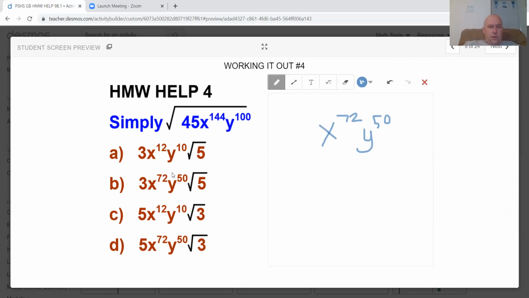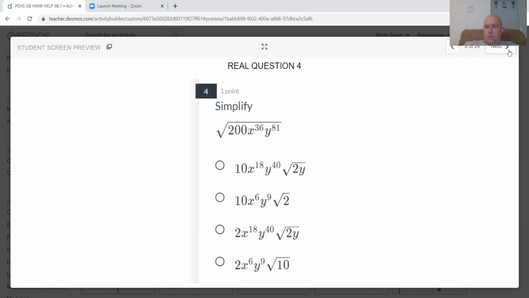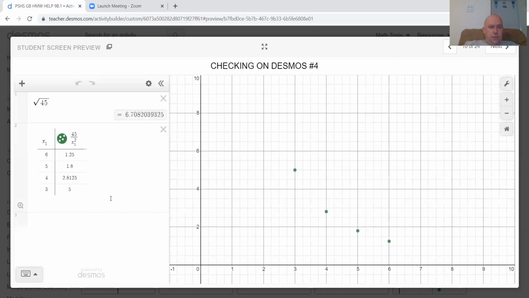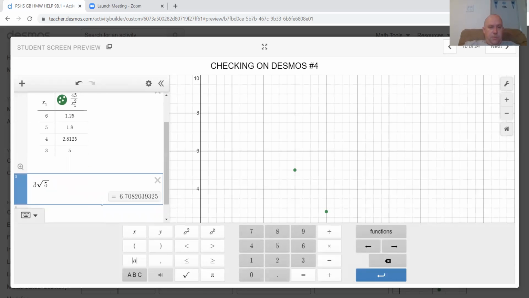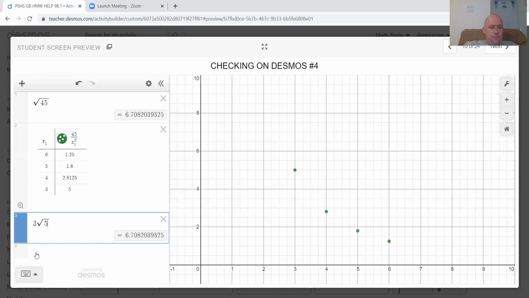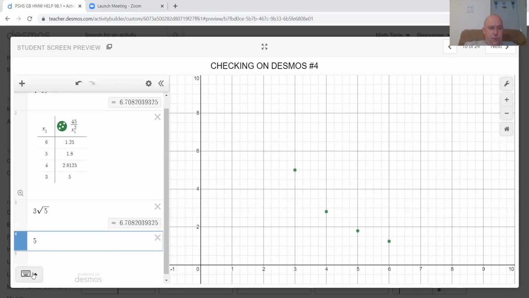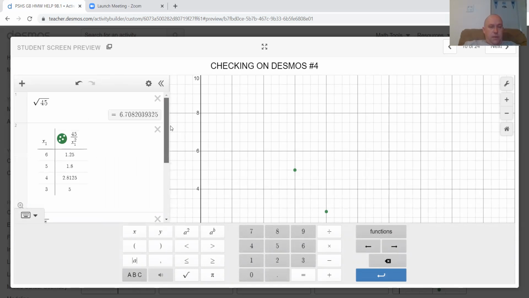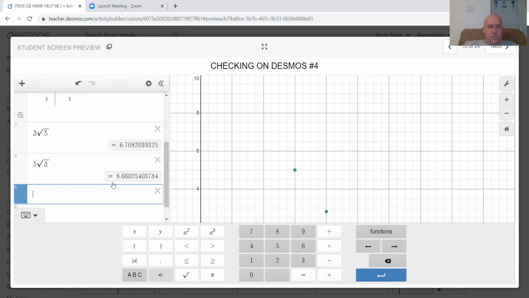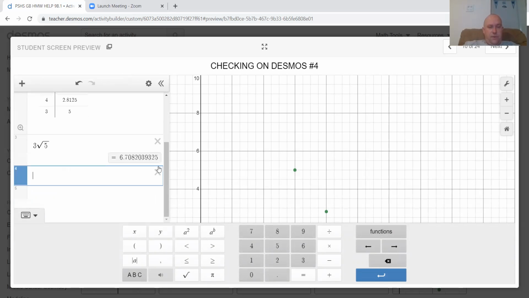If you're not sure if it's 3 square root of 5 or 5 square root of 3, there is one other option that we could actually do for this as well. You could just type in 3 square root of 5. And notice that it has that same decimal, 6.70. And if you want to check the other one, just to make sure it's not 5 square root of 3, you can do that as well. So yeah, 6.7, but that says 8.66. So I know it's not 5 square root of 3.